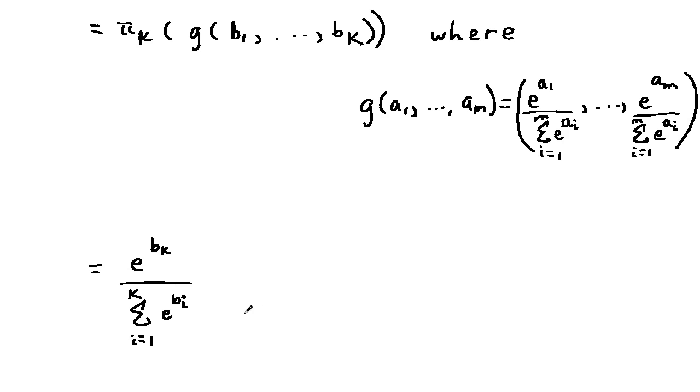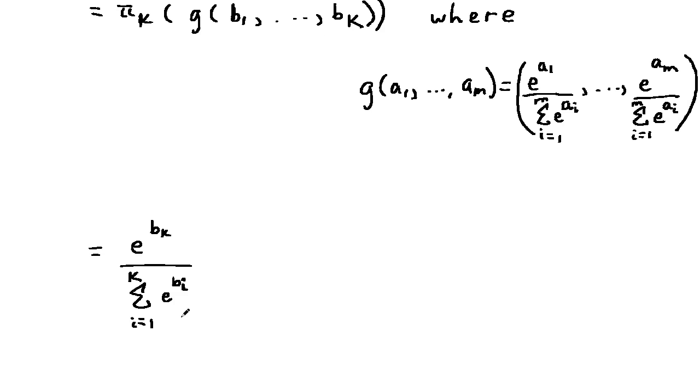This makes sense since each y sub k, given by this, is between 0 and 1, and the sum of y sub k, k ranging from 1 to capital K, is equal to 1. Y sub k can be interpreted as the probability that x is of class k.